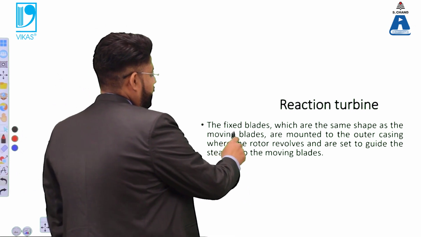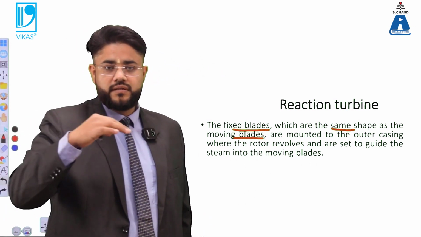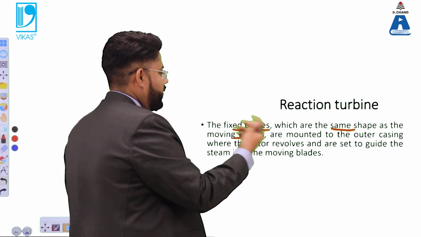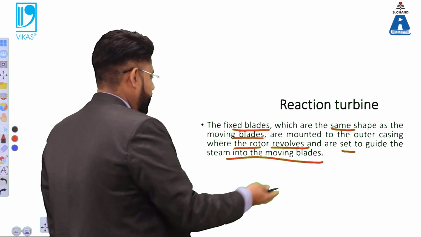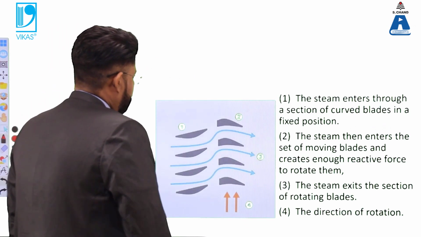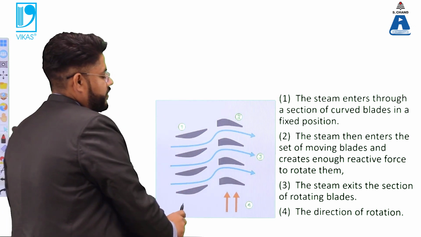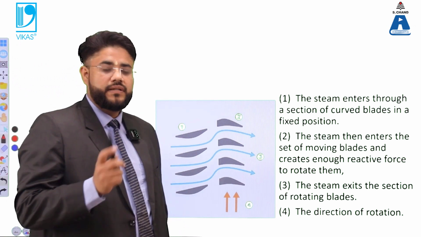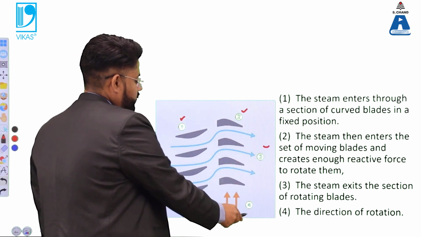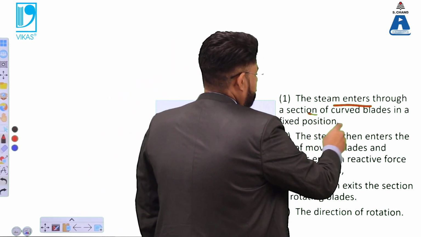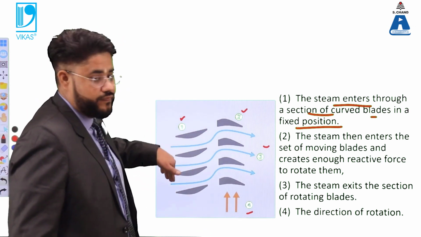Now in the reaction turbine, the fixed blades have the same shape as the moving blades. So you have two blades, one is the fixed blade, another is the moving blade, with the same shape, and they are mounted on the outer casing where the rotor revolves and set to guide the steam into the moving blade. We understand this with the help of this diagrammatic presentation. You can see that the shape of the fixed blade and the moving blade are the same, and herein we don't have the nozzle. I have labeled it with 1, 2, 3 and 4. Number 1 indicates that the steam enters through the section of the curved blades in a fixed position, and the steam is entering onto the surface.